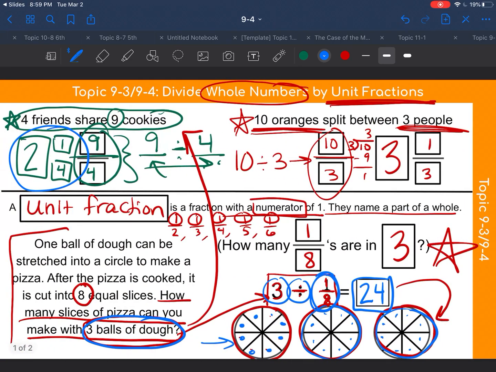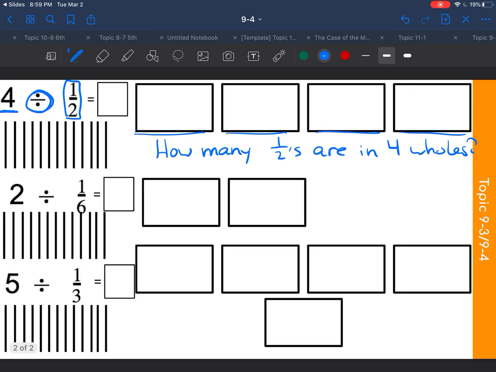So what we want to do, just like we did with this model, we had 3 holes and we split each hole into eighths because that's what we were dividing by. In this one, we have 4 holes and we're going to split each hole into halves. Now, I have these individual bars. So what I want you to do is drag these bars over to each hole, and use the bars to split each hole in half.